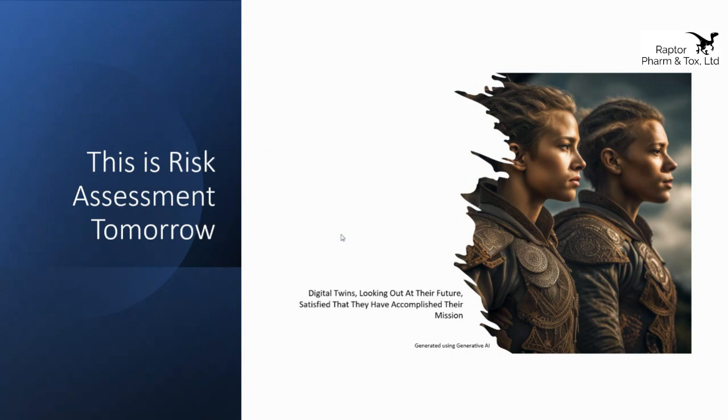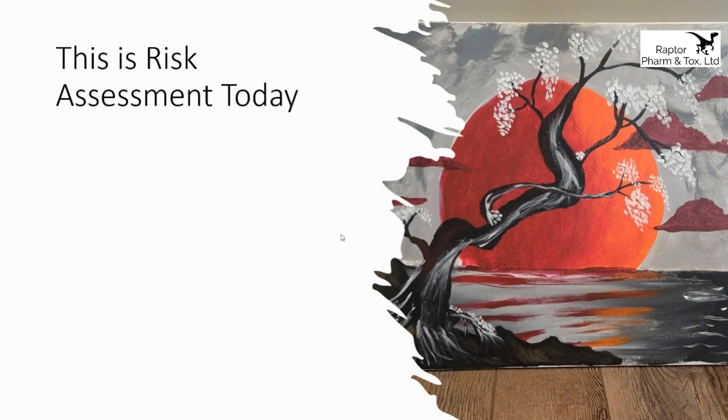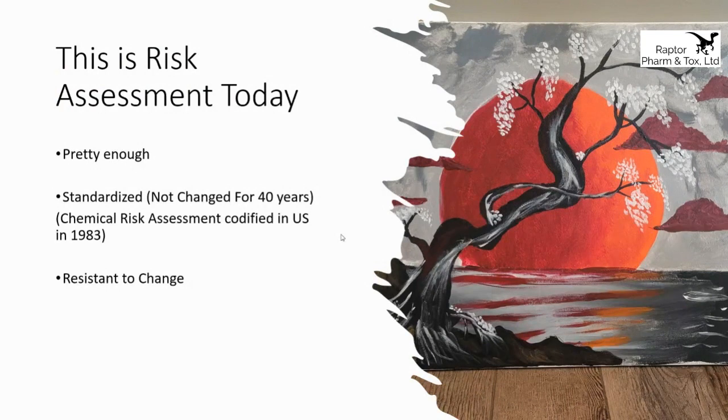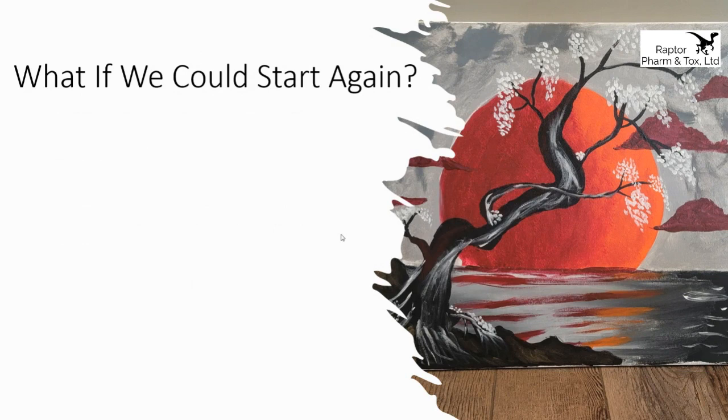But to get to this point, we first have to acknowledge where we are. This beautiful painting, which I did several years ago, is what I'm envisioning. This is what risk assessment today looks like. It's pretty enough, it's standardized. It really hasn't changed for 40 years, right? Chemical risk assessment, at least in the United States, was codified in 1983 for the most part. And those of us who have been doing this for a while know that risk assessment is really, really, really resistant to change, despite what we've tried to do.